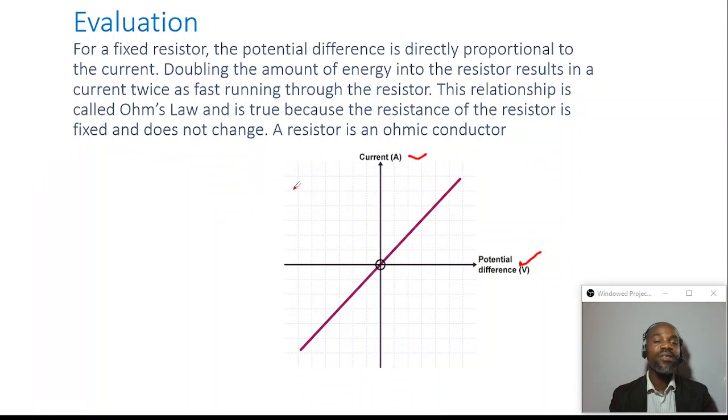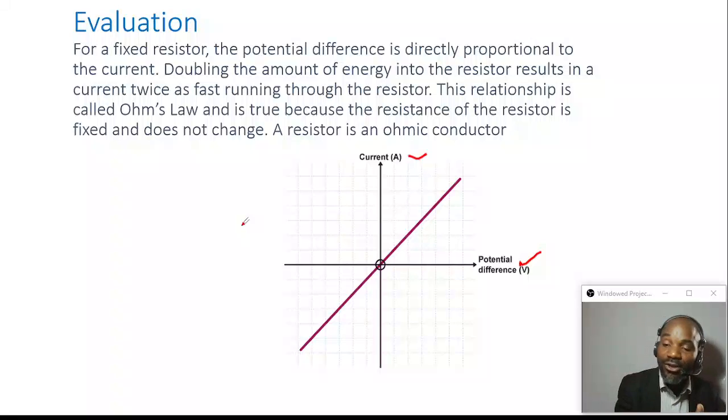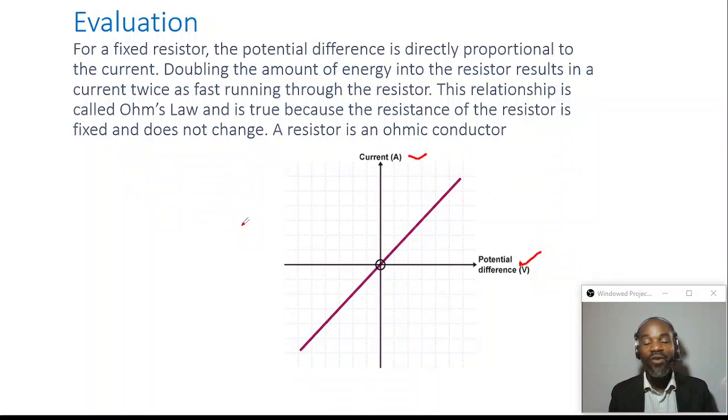Let us see. For a fixed resistor, the potential difference, PD, is directly proportional to the current. That's what it means. Meaning, as the potential difference increases, current also increases. If the potential difference reduces, current will also reduce. Very simple. Doubling the amount of energy into the resistor results in a current twice as large running through the resistor.